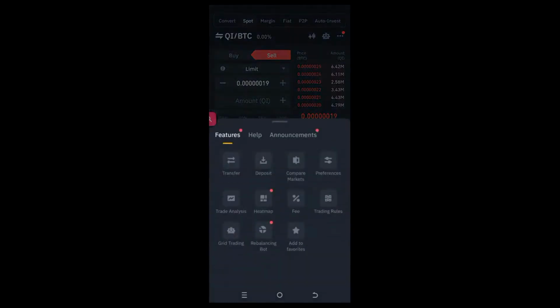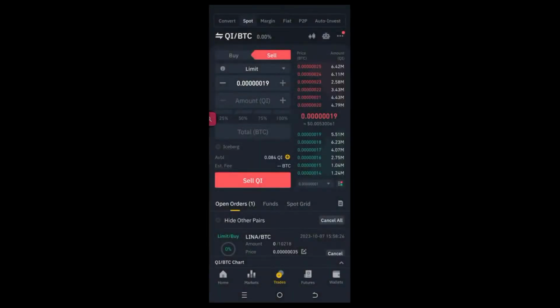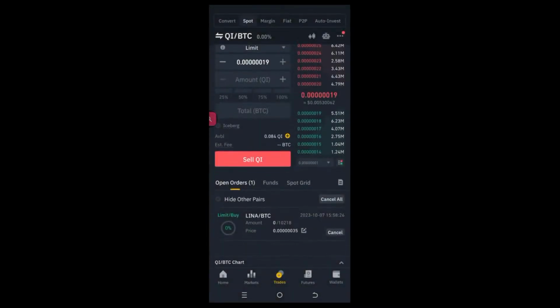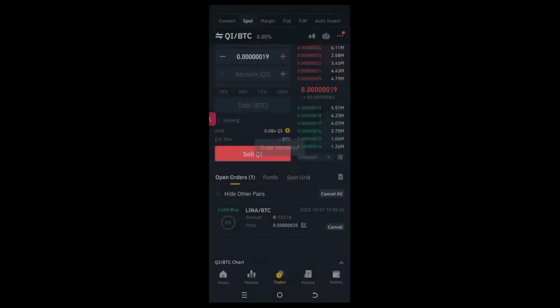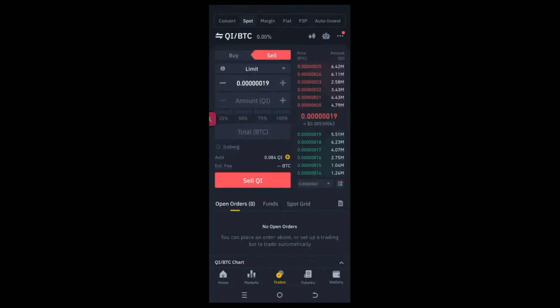So let's quickly do a simulation and see what we will get. This is QI BTC. What will I have left? Let's just cancel it and see what it will give us. If it's not going to be favorable, we'll just go back to Lena BTC. Okay, so we'll do a quick simulation. Let's buy and see how much we can get. What we have is 357637. So this is the amount we're going to get.